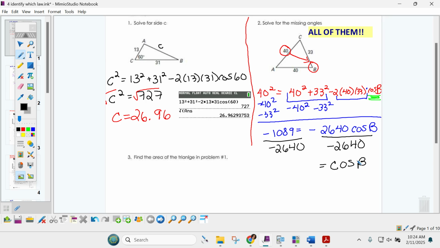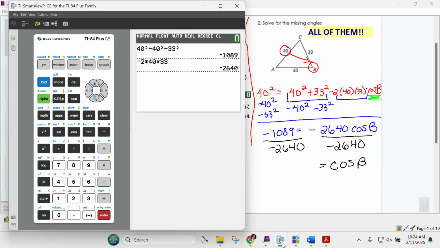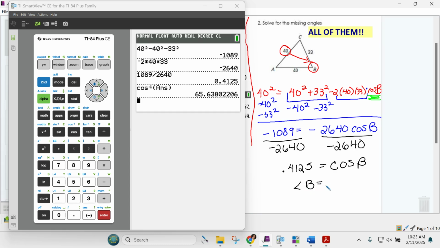I get some decimal equal to cosine B. Whoops, there we go. When I type this in, a negative divided by negative is positive, so I'm just typing them positive. To undo cosine is cosine inverse, so second cosine of that whole decimal. This is okay to type, but if it's a long, non-truncating decimal, you definitely use copy and paste here.